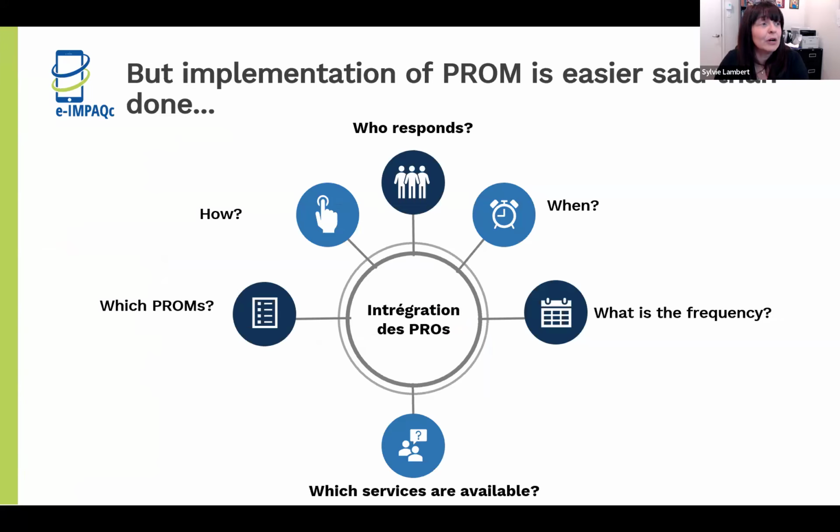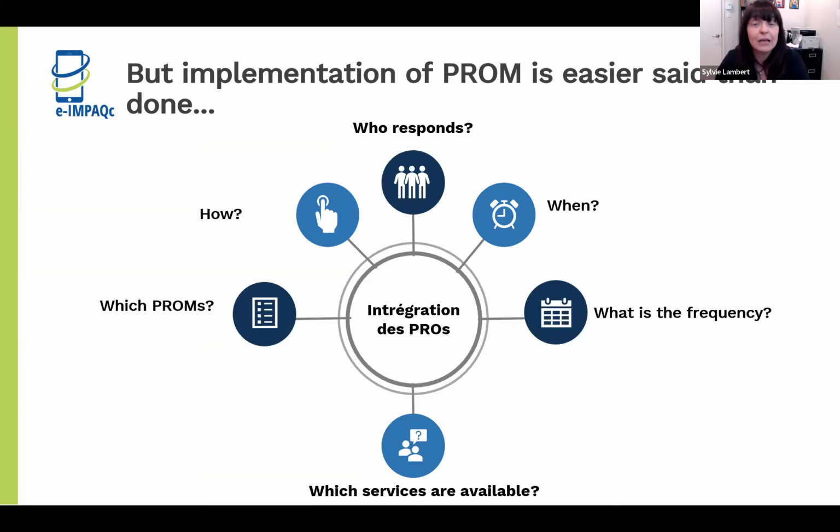But implementing PROMs, there's a lot of considerations. Who responds to PROMs, when, what is the frequency, which services are available to respond. That's the first thing I'm asked when we approach a new clinic and ask them to do PROMs. Like, if you start detecting more symptoms, I have to respond to them. And so I might not have the services to respond to those PROMs. Which PROMs do we use? There's a lot of discussions about which PROMs, and then how do we deliver them?